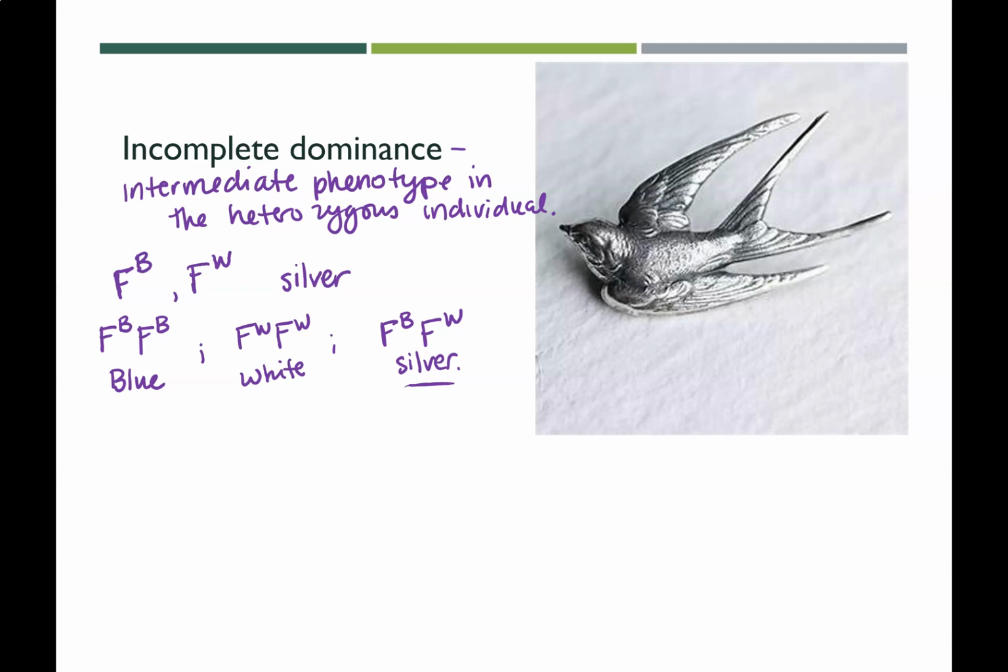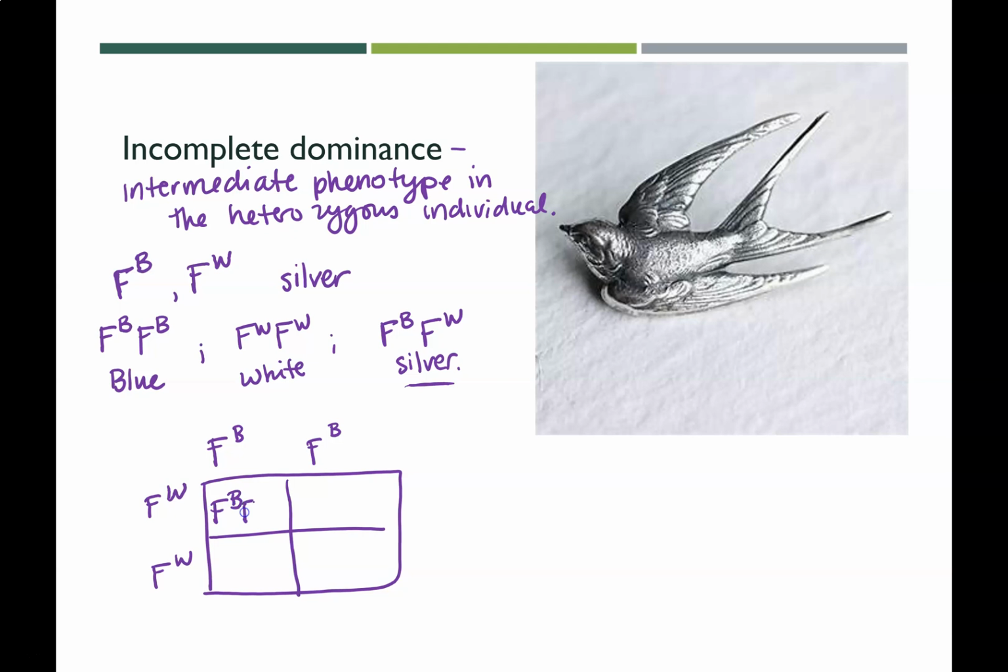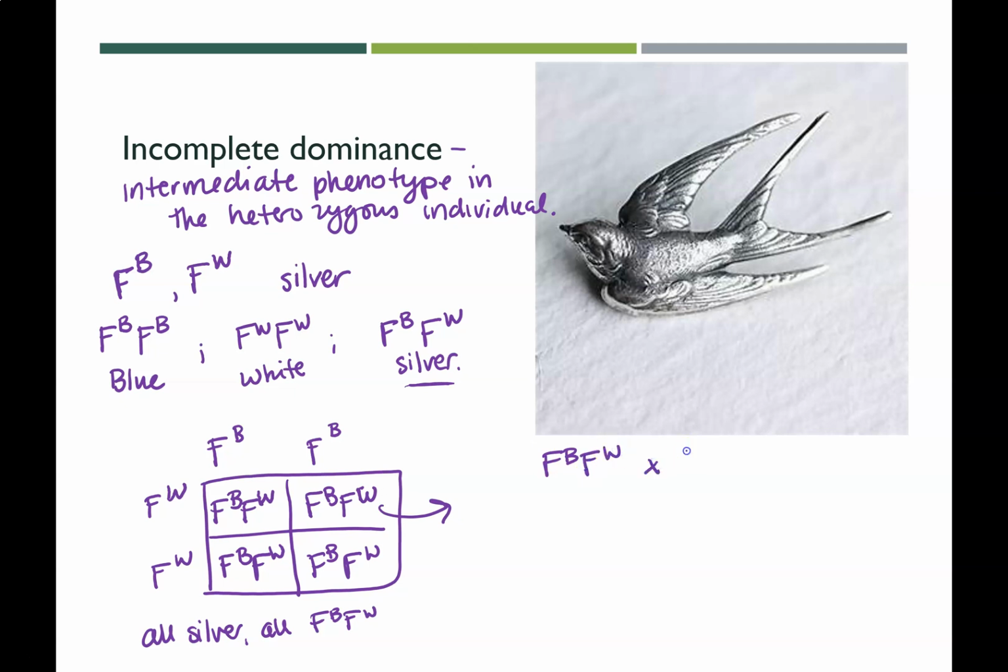All right, so let's first cross a blue bird with a white bird. All of the offspring are going to be heterozygous, which means they are all going to be silver. So all silver, all heterozygous. All right, let's take one of these, our silver bird, and let's cross it with a white bird and see what happens.